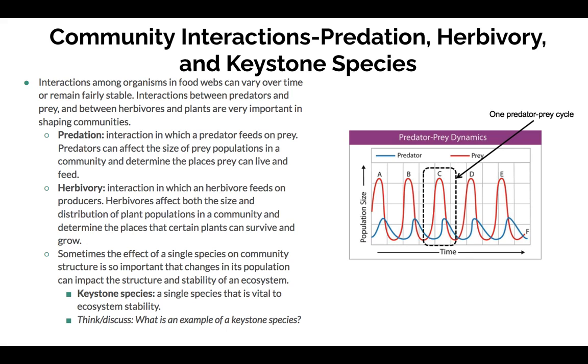Sometimes the effect of a single species on community structure is so important that changes in its population can impact the structure and stability of an entire ecosystem. That is known as a keystone species, which is a single species that is vital to ecosystem stability. So pause here and think to yourself, what is an example of a keystone species? One example that you hear about in the media a lot is bees, right? Bees are a keystone species. They are a pollinator and they are vital to many different ecosystem stabilities.